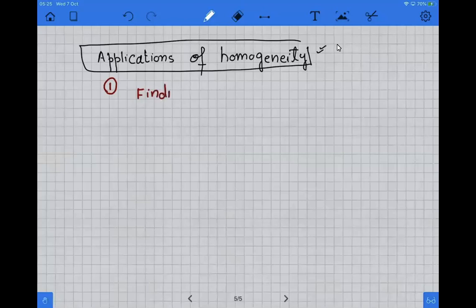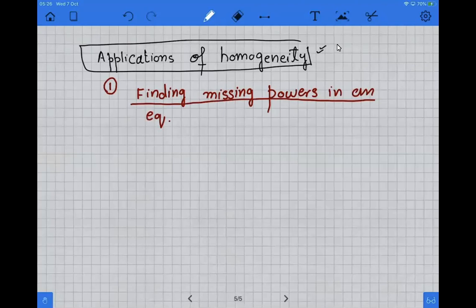finding missing powers in an equation. So we can use homogeneity to find missing powers in an equation. For example, example 1.